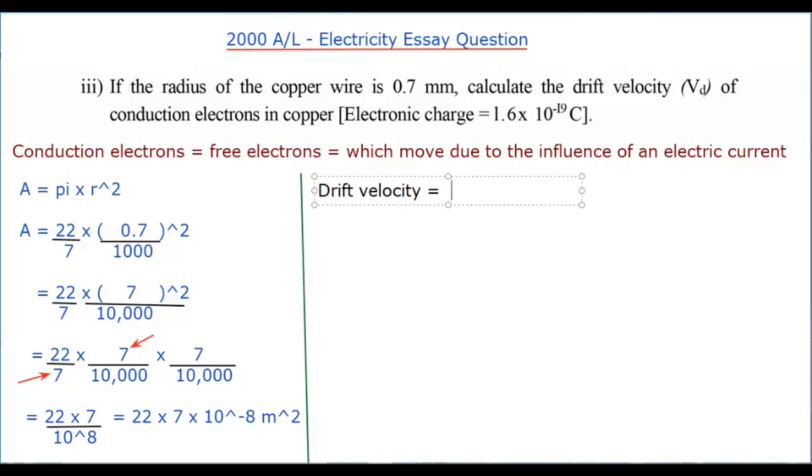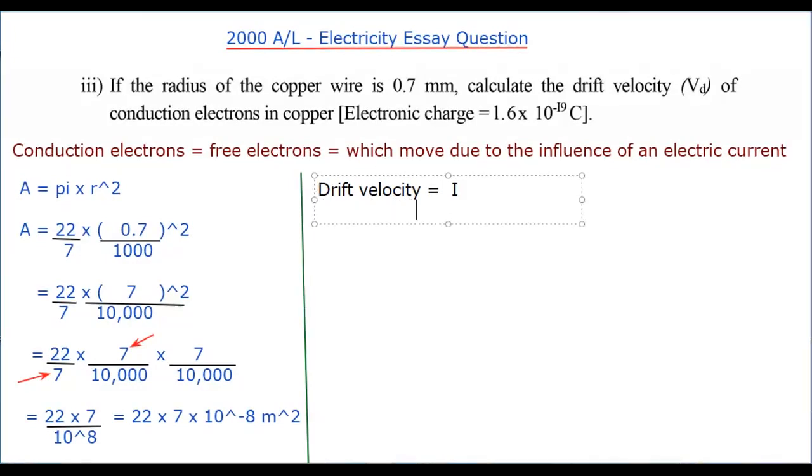I divided by A and E. Very good. The drift velocity is I over N A E. I is the current, A is the cross section area, N is the number of free electrons in a unit volume. So we have found the current.